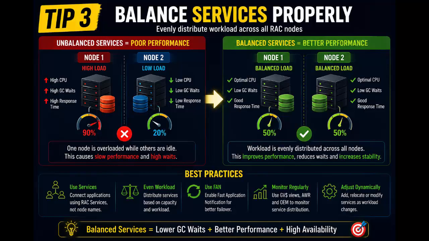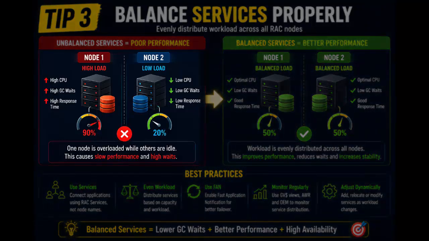One RAC node overloaded while another node sits almost idle. That is a classic RAC performance mistake. Node 1 is having 90% load. Node 2 is having 20% load. When services are not balanced properly, one node handles most of the workload. This might lead to high CPU usage, high GC waits, and slow response time. So these are all red flags with respect to performance tuning.